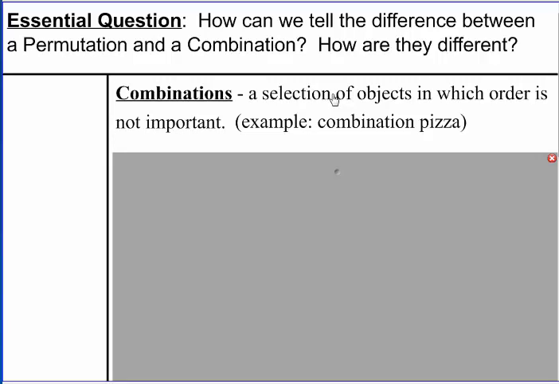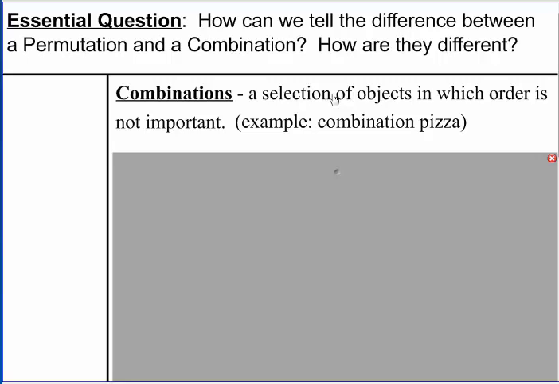Combinations are a selection of objects in which order is not important. If you recall with the permutations, it did make a difference the order in which you arranged the objects. In this case, it doesn't matter. I usually like to think of it as a combination pizza. That's how I used to be able to remember to tell the difference between the two.